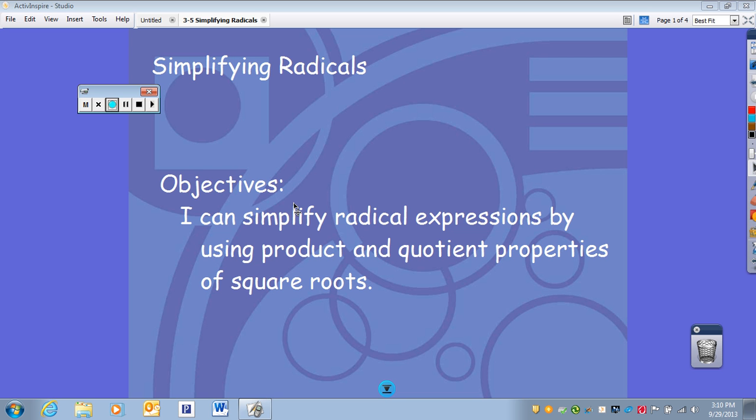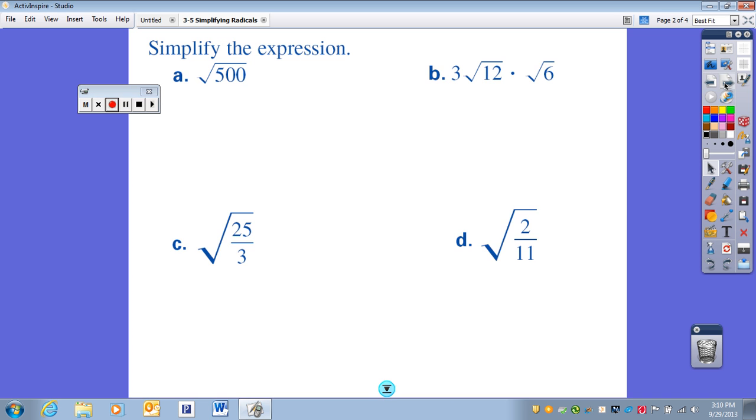In this lesson, we are going to work on simplifying radical expressions using product and quotient properties of square roots, and this will prepare us to solve quadratic equations using radicals. So, let's review and practice.